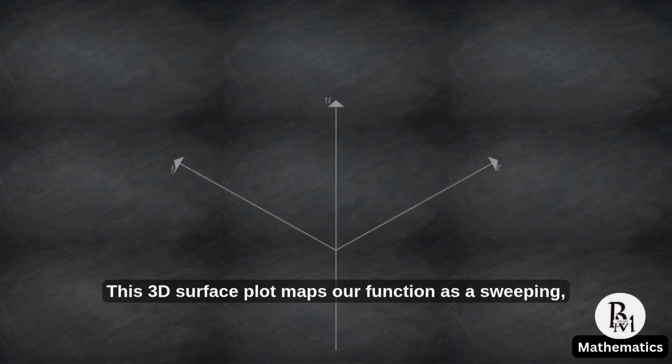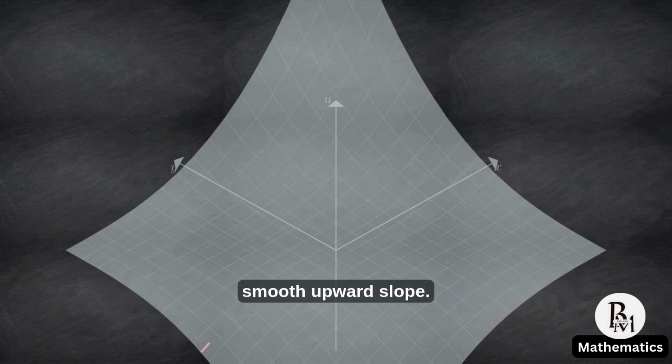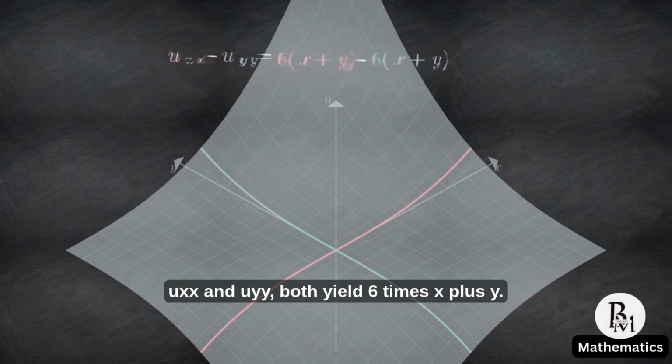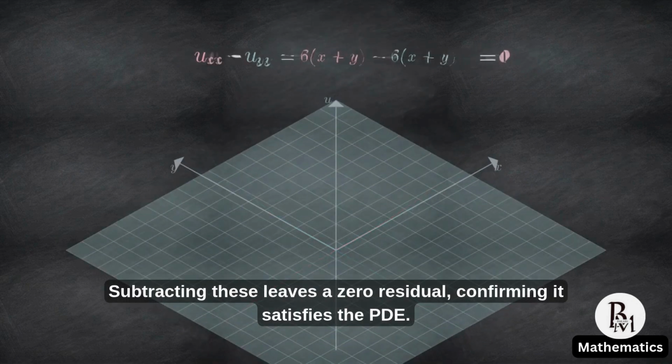This 3D surface plot maps our function as a sweeping, smooth upward slope. Calculating along the x and y axes, the second derivatives, uxx and uyy, both yield 6 times x plus y. Subtracting these leaves a 0 residual, confirming it satisfies the PDE.